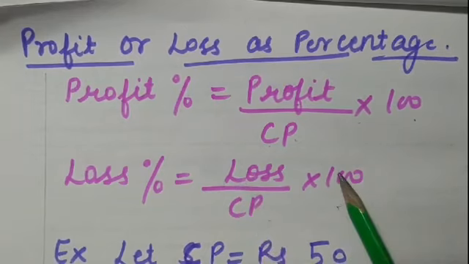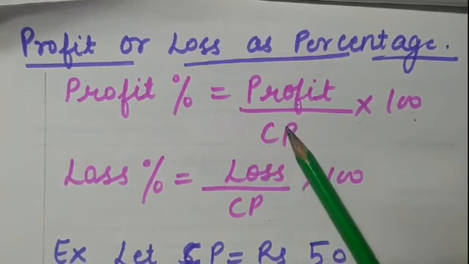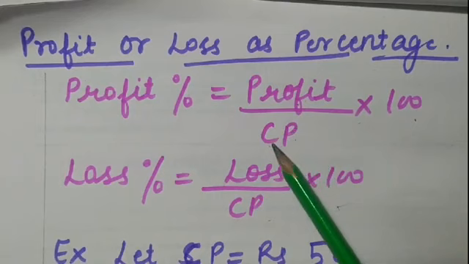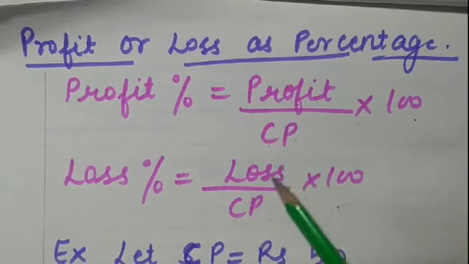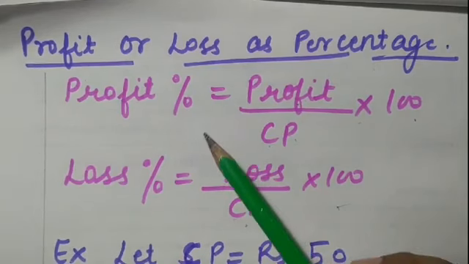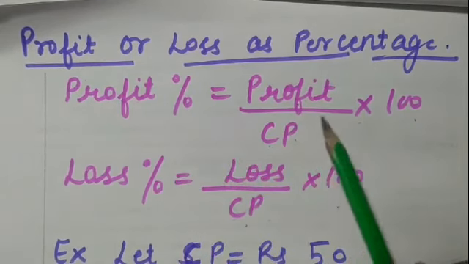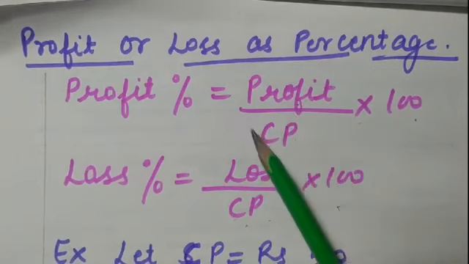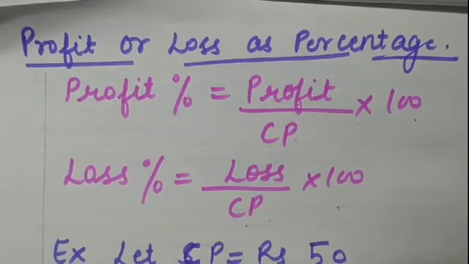The important thing is that you have to find loss percent and profit percent always on cost price. This is the important point, that whenever you have to find profit and loss percent, it is always calculated on cost price. So this is how you can calculate profit or loss as a percentage.